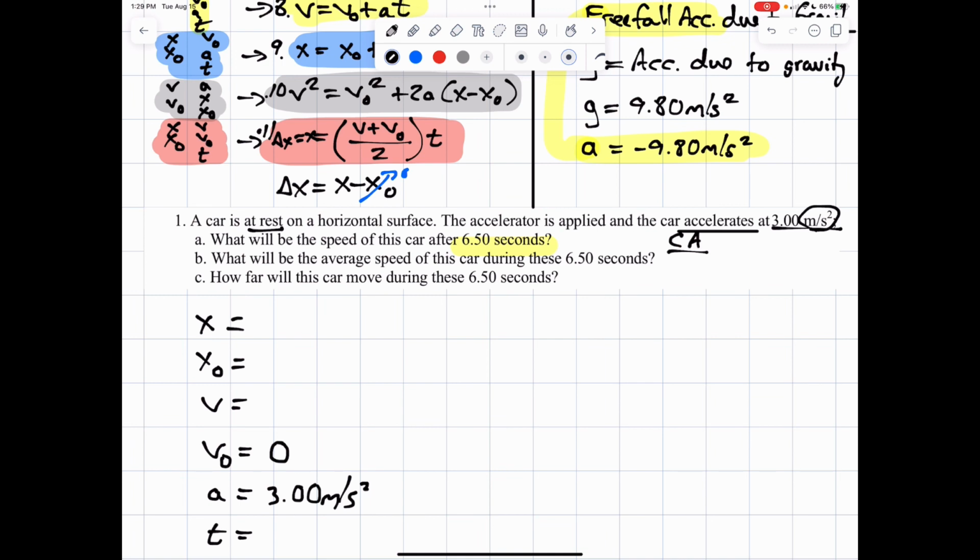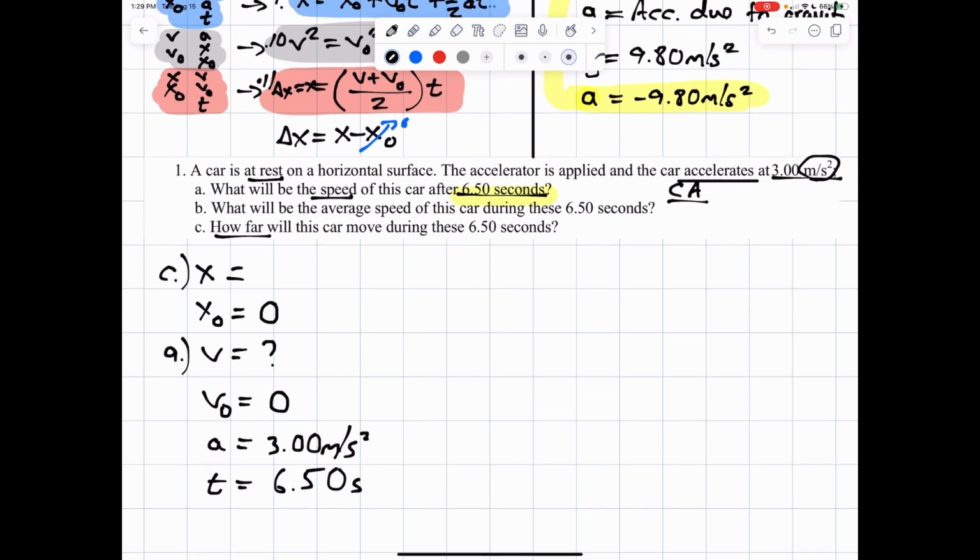We're assuming the car starts from a 0 position initially, unless the problem states otherwise. Well, what does this mean? What will be the speed after 6.5 seconds? So 6.5 seconds is the time. V is the question mark for part A, and X, how far, is the question mark for part C. Okay, so that's our list right here.